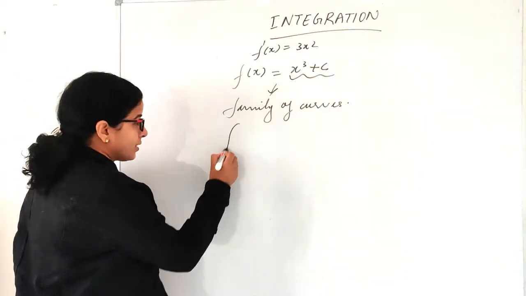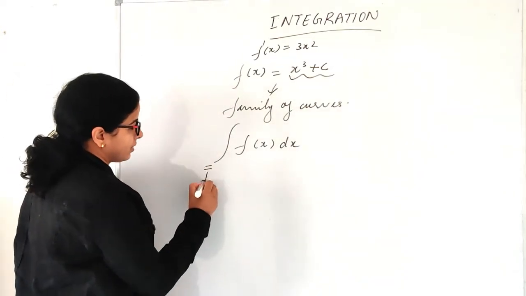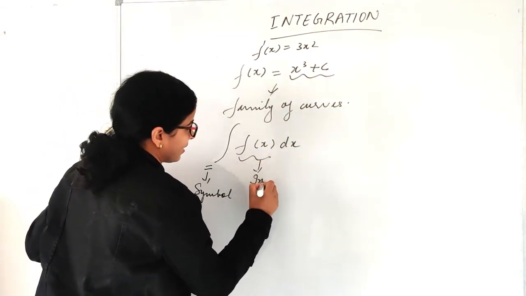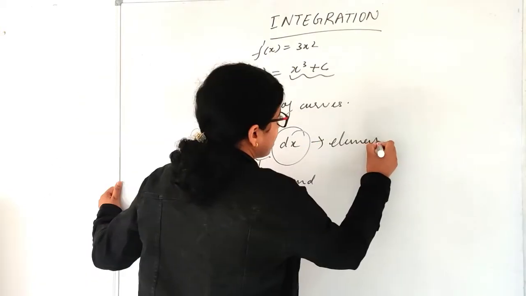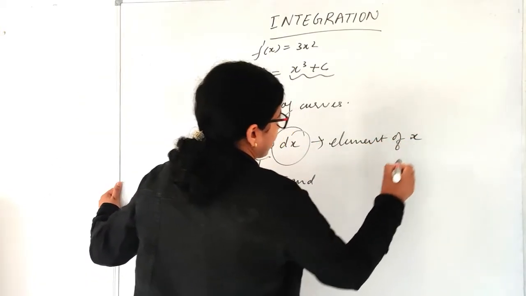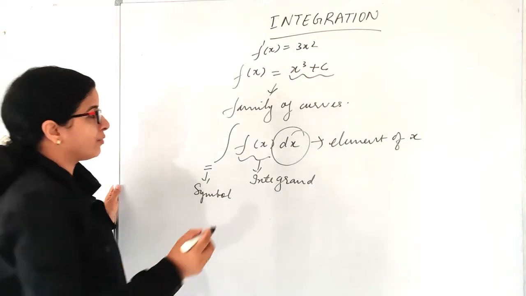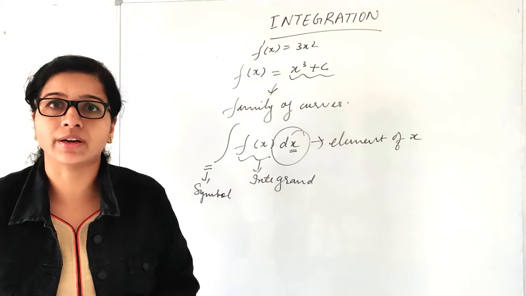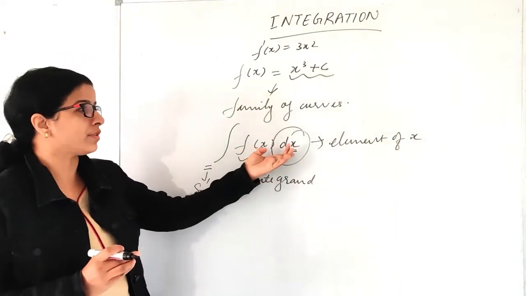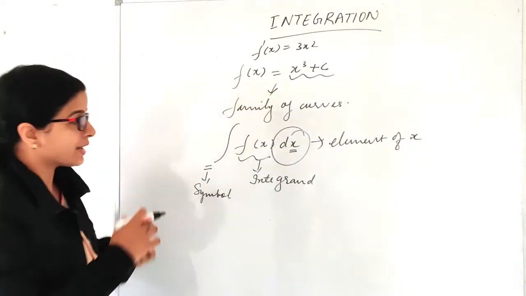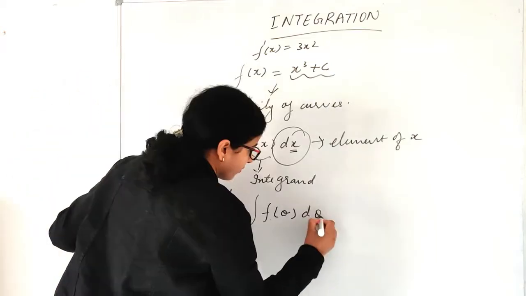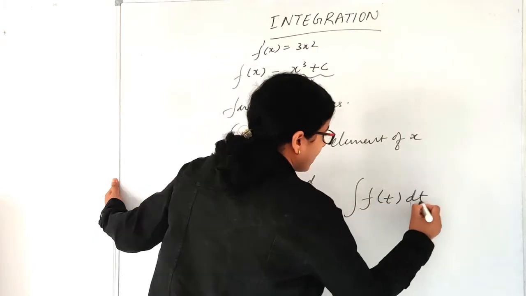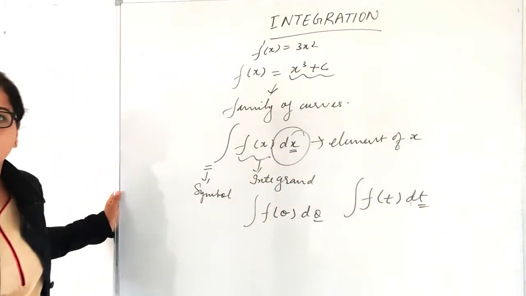It is denoted by this symbol, the symbol of integration, right? This is known as the integrand. This is the element of x, okay? And from here we come to know with respect to what we have to integrate, right? In this case we have to integrate with respect to x. Had it been like this, we would integrate with respect to theta. Had it been like this, we would integrate with respect to t.